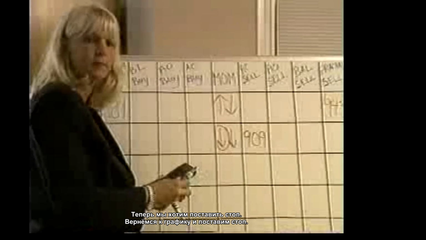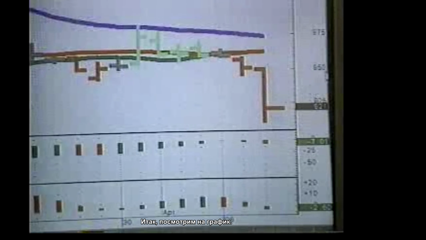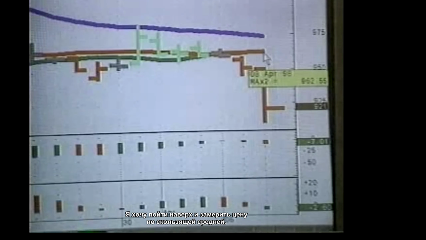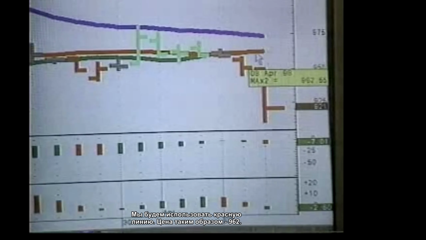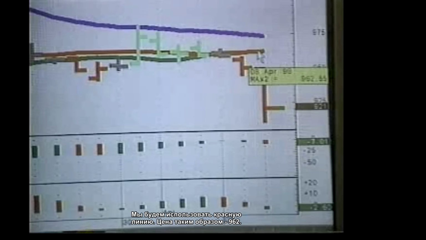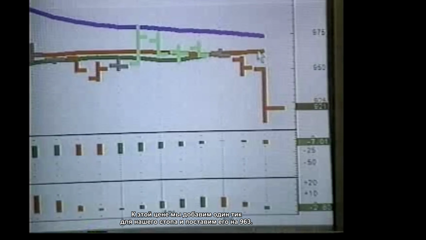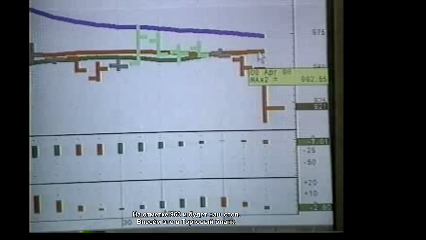Now the next thing that we want to do is we're short. We have 2 sell signals in. Now we want to place our stop. So let's go back to the chart and find our stop. Okay, so let's take a look at this chart. Now, you see the alligator still a little intertwined with the red line and the green line. So what I want to do is come up here and get the price value for the moving average. We're going to use the red line here. And the price is 962. So from that we're going to add 1 tick for our stop. So that would put it at 963. Okay? So 963 is going to be our stop.